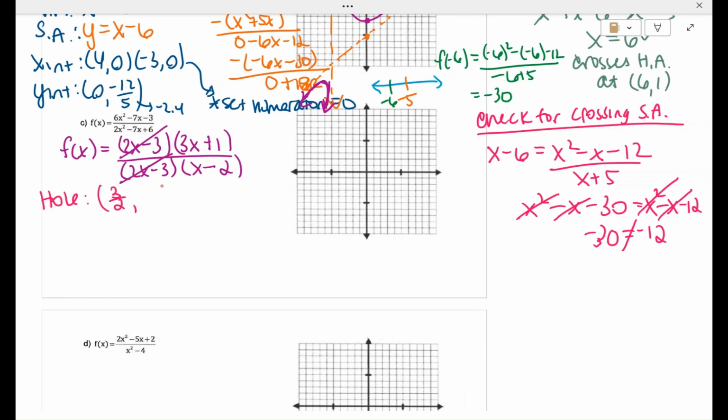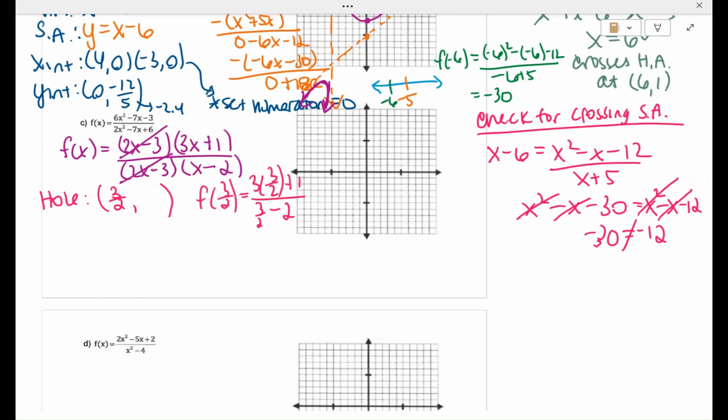Now to figure out the y coordinate, we have to do a little bit of work. We have to substitute in 3/2 for x in what's left of the function after you cross out the whole part. So to do this work, you'll put f of 3/2 into (3 times 3/2 plus 1) all over (3/2 minus 2).